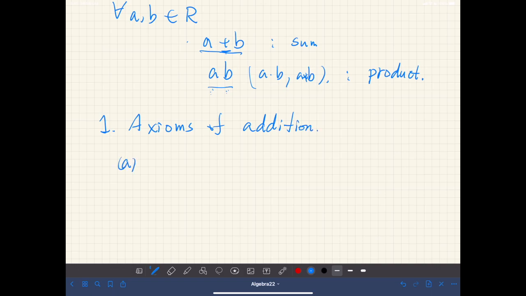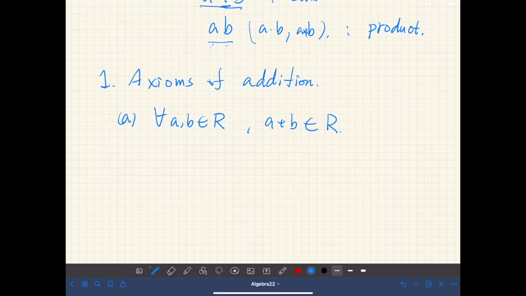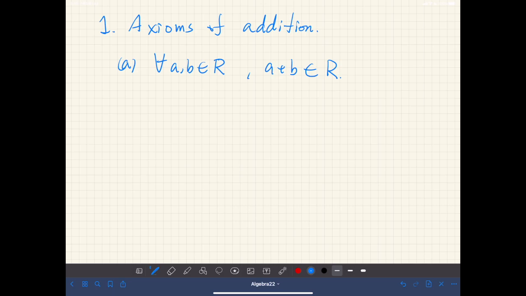A: for all a, b in the set, a plus b is also an element of R. So this means addition is closed within R. And B: for all elements a, b, c of R, we have (a plus b) plus c is equal to a plus (b plus c). This is called associativity.